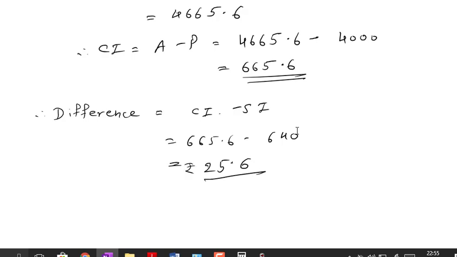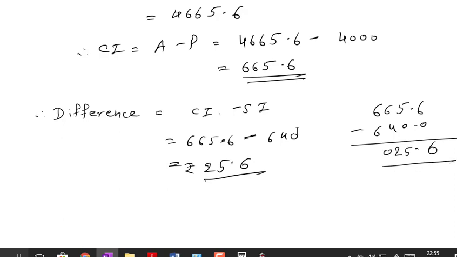If you find it difficult to solve horizontally, you can solve vertically. So 665.6 minus 640. As this is in decimal, I will write this 640 as 640.0. Now 6 minus 0 is 6, then the decimal, 5 minus 0 is 5, 6 minus 4 is 2, 6 minus 6 is 0. So 25.6 is the required answer.